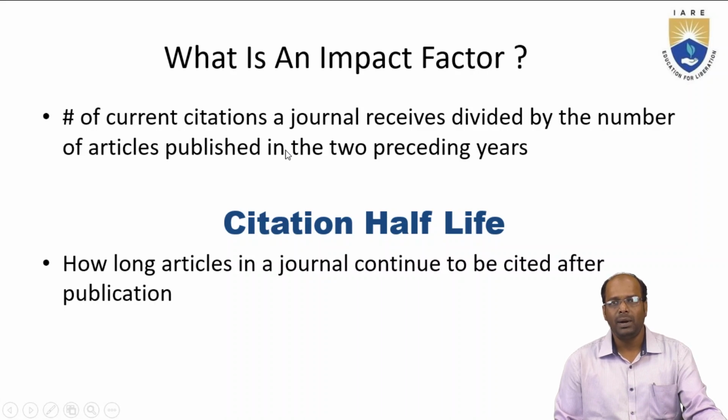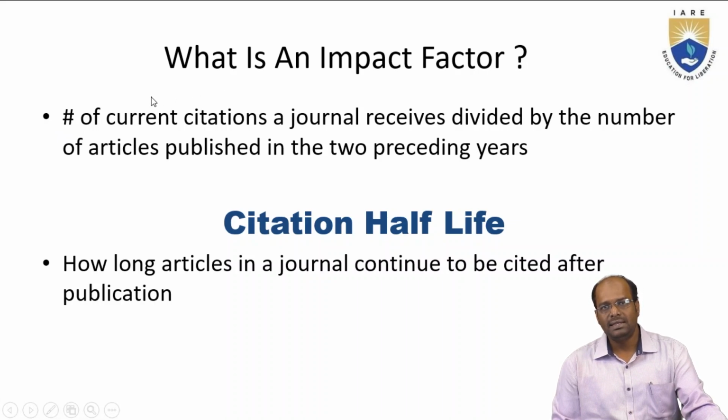The preceding two years, since we are standing in 2024, are 2022-2023. These two years' citations are divided by the number of articles published in these two years, with both years combined. Suppose the number of citations in 2022 and 2023 is, as an example, around 6000, for how many articles?